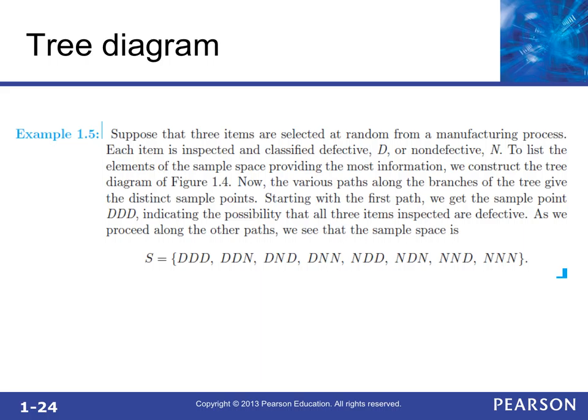Sometimes you may need to repeat the experiment, and you also need to consider all possible outcomes from a set of experiments. In this case, we need to develop a special technique to consider all possible outcomes. One of them is the tree diagram. So let's study the tree diagram together with this example.